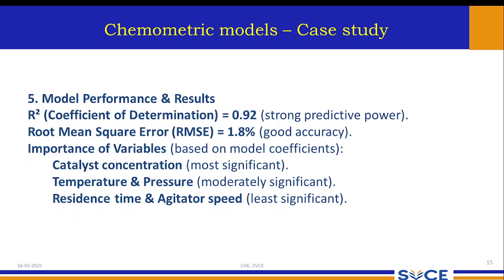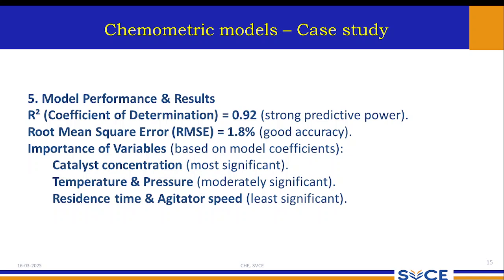Okay, so for example, whether the variable is significant or not on the process response, on the response variable, that we need to check. So the catalyst concentration is most significant. Temperature and pressure are moderately significant. That means if you change the temperature and pressure, that will not give you a better yield. But a small change in concentration will give you more effect on the response variable.